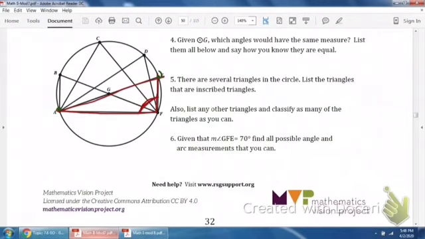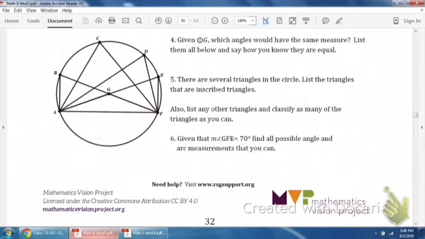So to figure out what that is, we just have to connect these two endpoints back to the middle. But look what happens when we do that. It makes a straight line, which is 180. Half of 180 is 90. So that means this is actually 90 degrees, making that a right triangle. Okay, so stuff like that for number 5.